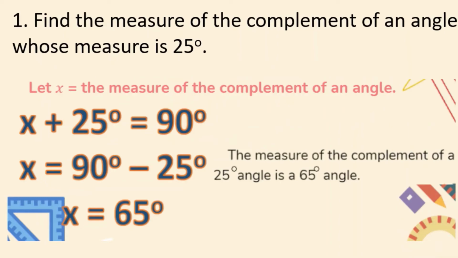So let us check. Number 1, find the measure of the complement of an angle whose measure is 25 degrees. So we let x be the measure of the complement of an angle. Then our equation will be x plus 25 degrees is equal to 90 degrees. Why 90 degrees? Because the two angles are complementary. So using the addition property of equality or transposition method, the equation will become x is equal to 90 degrees minus 25 degrees. So the value of x is 65 degrees. Therefore, the measure of the complement of a 25-degree angle is a 65-degree angle.